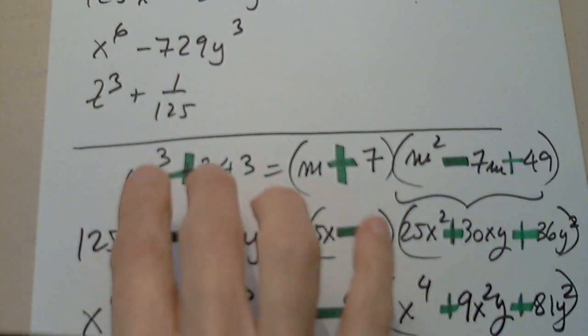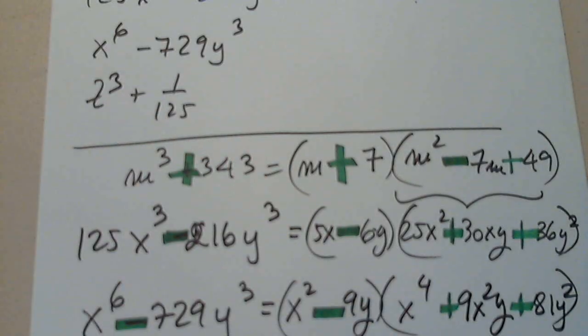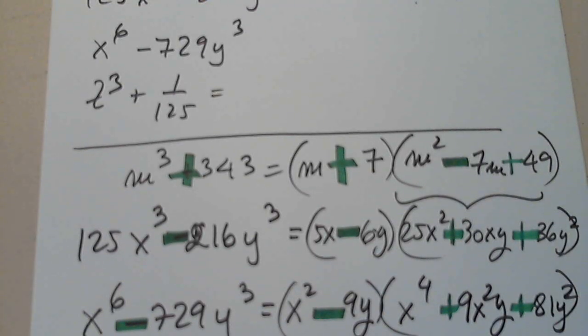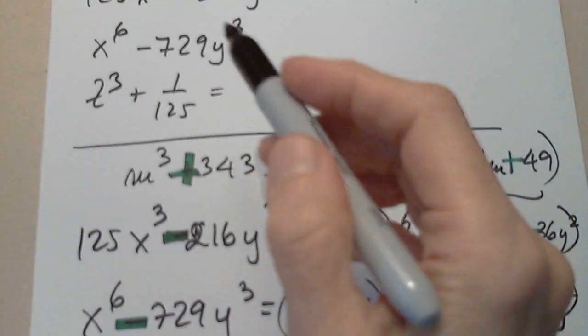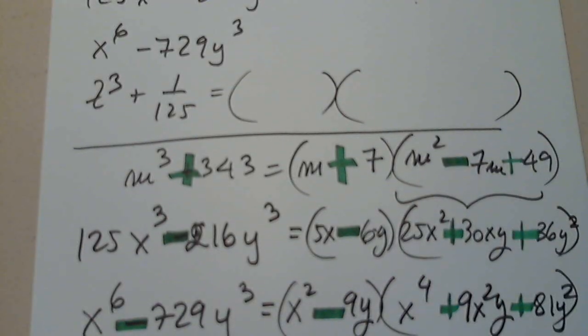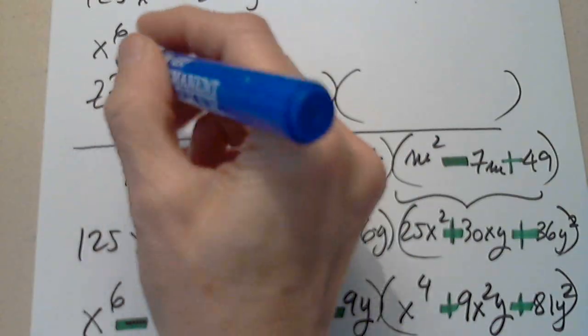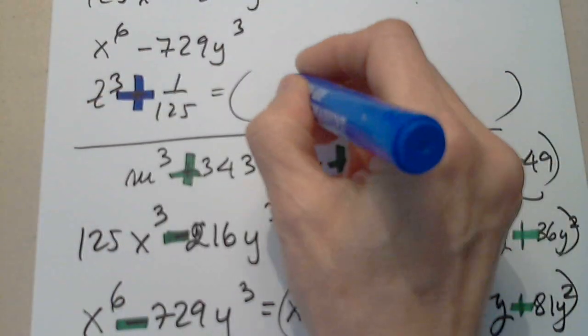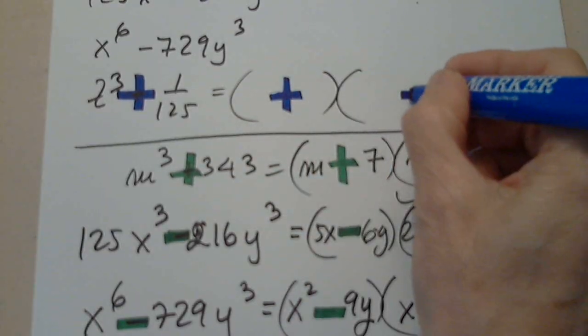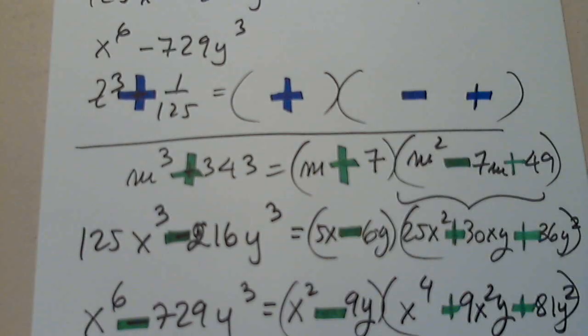Okay, so let's look at the last one. This one. Z cubed plus 1 over 125. Descending order, yes. Greatest common factor, no. Negative leading coefficient, no. It's a binomial, special product, I hope. And because of z cubed, I hope for a binomial times a trinomial. I always establish the sign first, so I don't have to worry about it. So this is positive. The middle must be negative. And the last one positive.